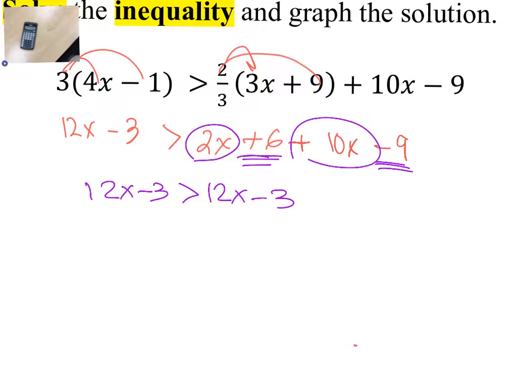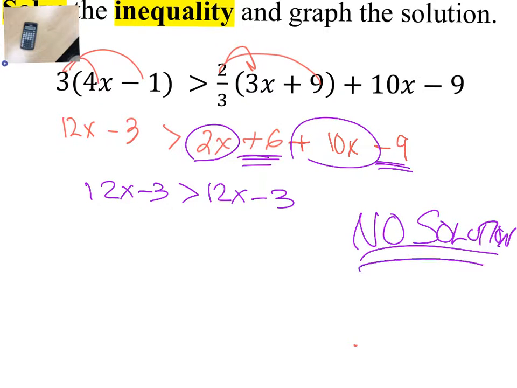Can that be greater than 12x minus 3? No. Why not? Because it's the same, so it would have to have the underline. Exactly, or equal. It says 12x minus 3 is greater than 12x minus 3. It's kind of like saying 5 is greater than itself. It's not. It's equal to. So you're right. It's no solution. No solution because it's a false statement.